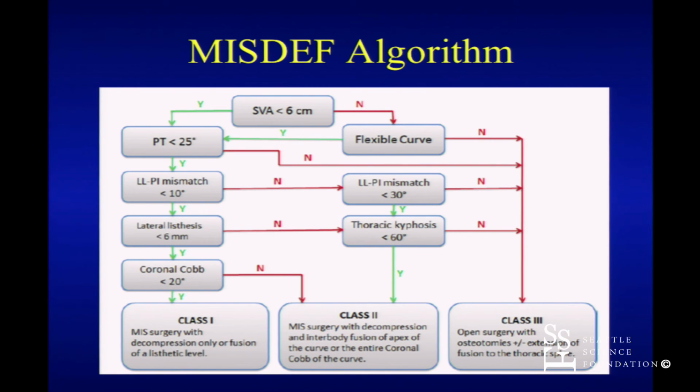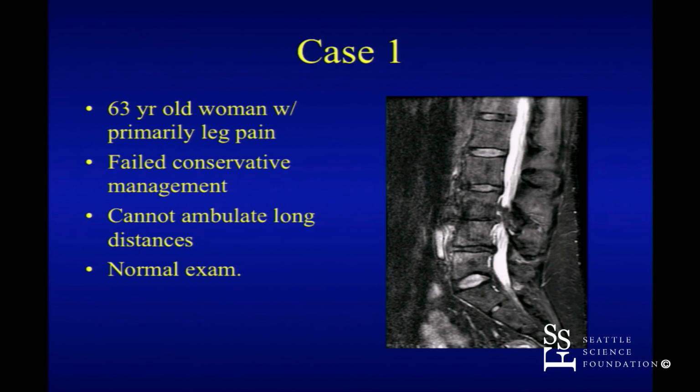And here's the algorithm. It's pretty complicated looking, but it's relatively straightforward, meaning if someone's fairly well balanced and if they have a relatively small pelvic tilt, and if their global sagittal alignment's okay, you can just do a small MIS procedure on the one level that's affected. If they have a flexible curve, or if they don't have a fixed deformity, you can go ahead and do MIS surgery with decompression and interbody fusions at the apex of the curve or the whole Cobb angle. If they have a fixed deformity with a large SVA, you want to do something open. So they get divided into class 1, class 2, and class 3. So here's a case example.